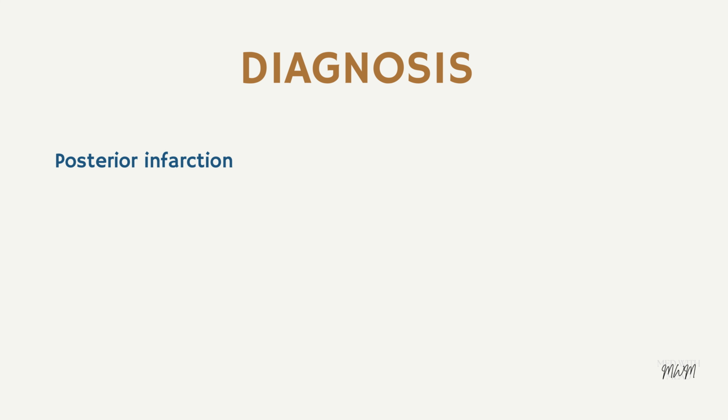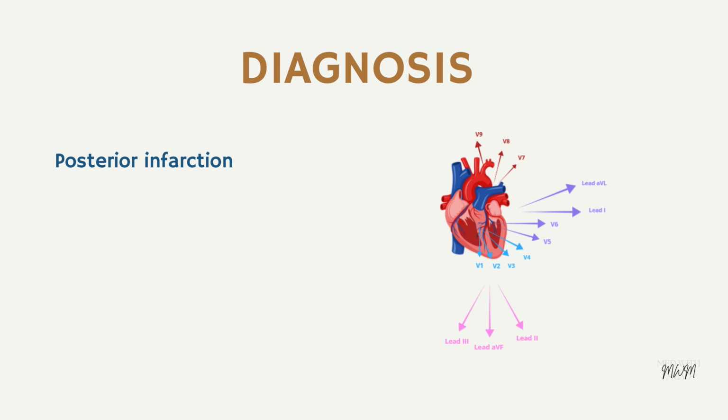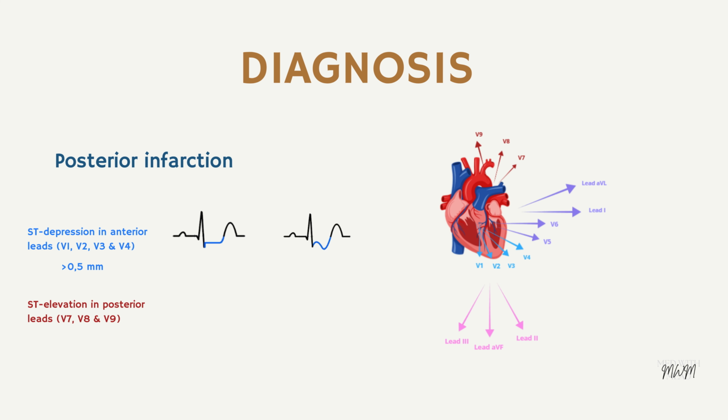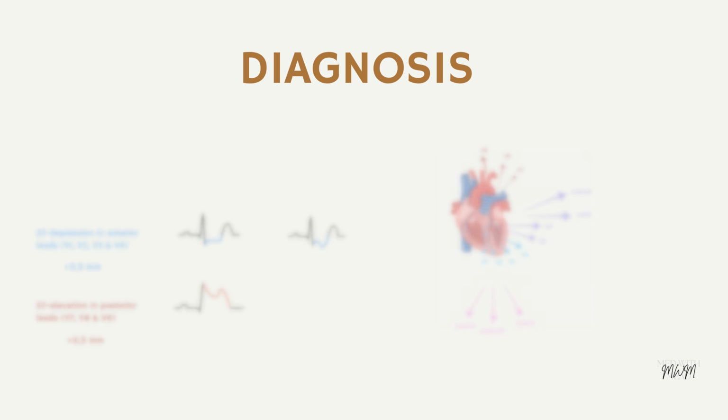For posterior infarction, it's a bit harder to see because the normal ECG leads don't look directly at the back of the heart. What we usually find is ST depression in the anterior leads, V1 to V4, of more than 0.5 millimeters. And if we place extra leads on the back, V7 to V9, we will see ST elevation over 0.5 millimeters, and that confirms a posterior myocardial infarction.